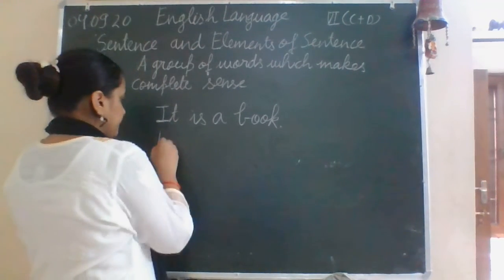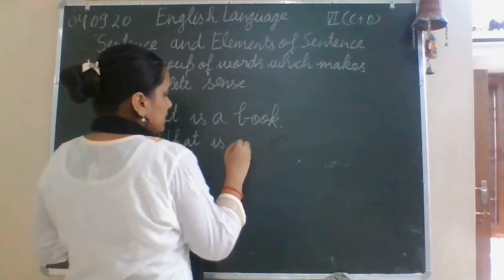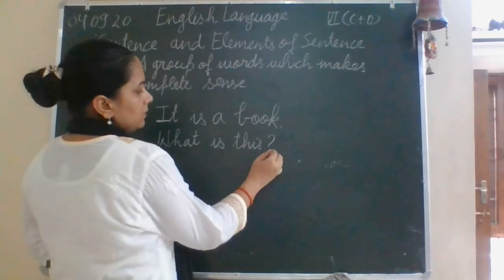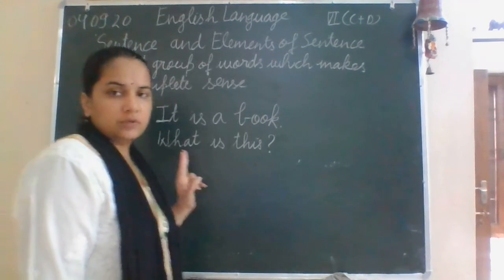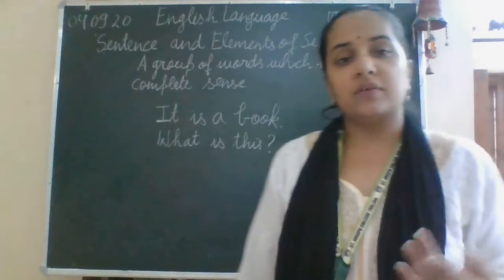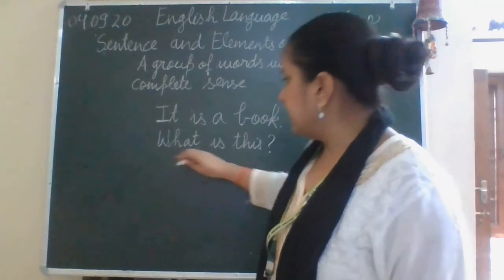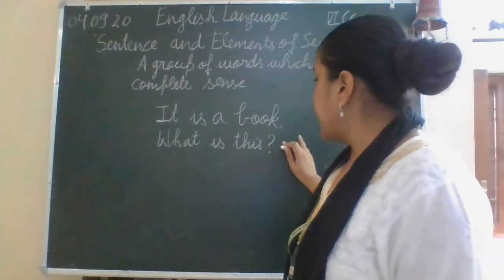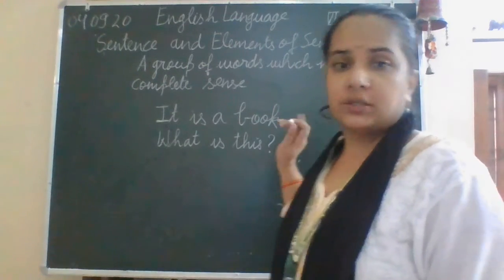The next is: What is this? So you know what a question word is. We have discussed these things while we were studying the tenses. What is a question word? So here it is asked about a particular object. What is this? And we put here the question mark because it is a question.